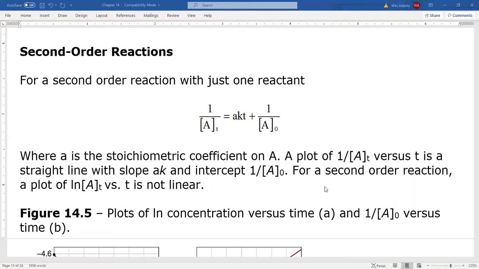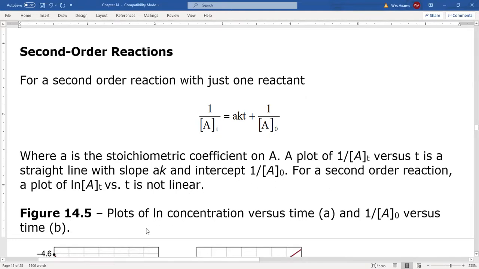And I won't bore you with the calculus because this isn't a calculus based course, but 1 over concentration of the reactant A at time t equals positive aKt plus 1 over A at time 0, where a is the stoichiometric coefficient, k is the rate constant, t is the time. Notice the slope is positive here where it is negative for the first order rate law. And notice it's 1 over the concentration instead of natural log of the concentration. If we plot natural log of the concentration, it's not going to be linear.